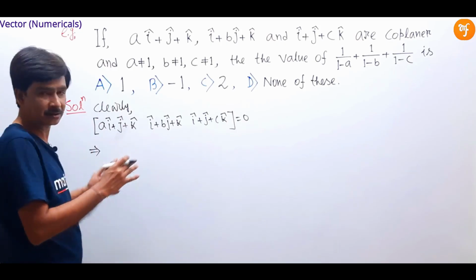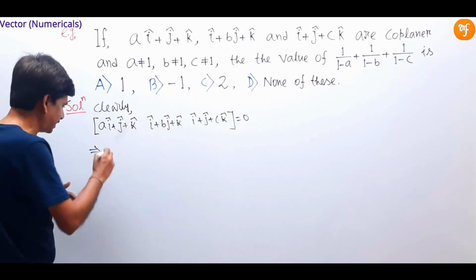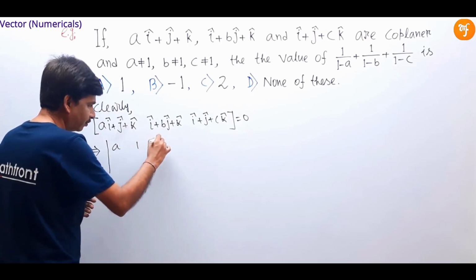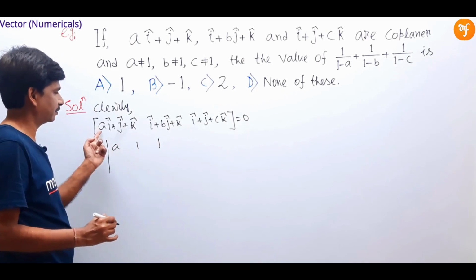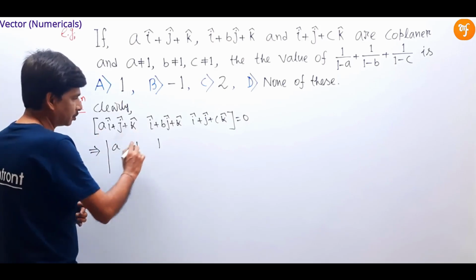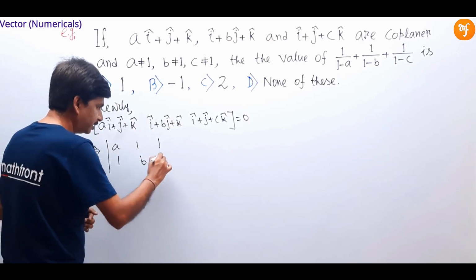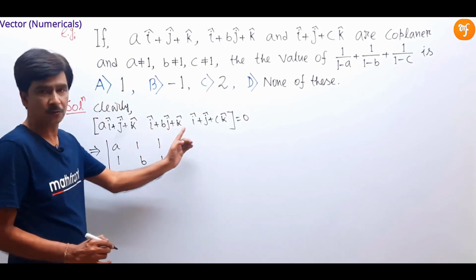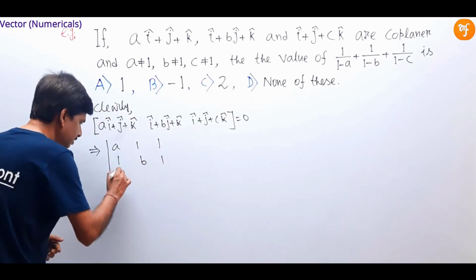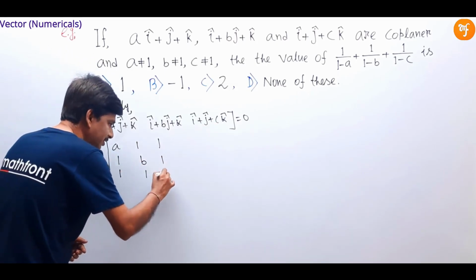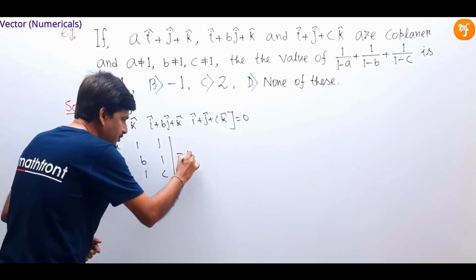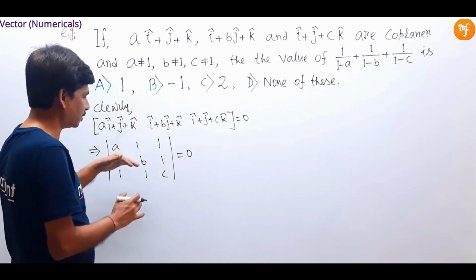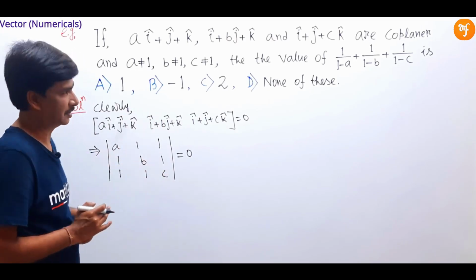So the box product is a scalar and its value is equal to the determinant of a 1 1, that is the coefficients of i j k of the first vector. Then the second row will be 1 b 1, the coefficients of i j k of the second vector, and the third row will be the coefficients of i j k of the third vector, that is 1 1 c. So this value should be equal to 0. Okay. Now the whole solution transforms into the concept of determinants.